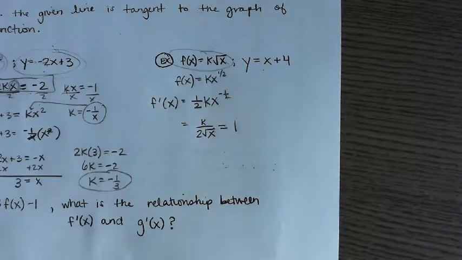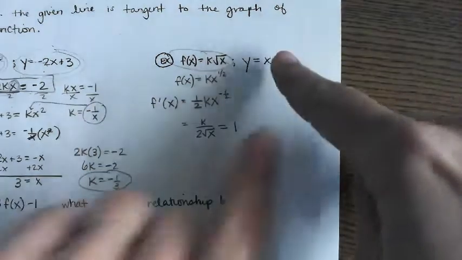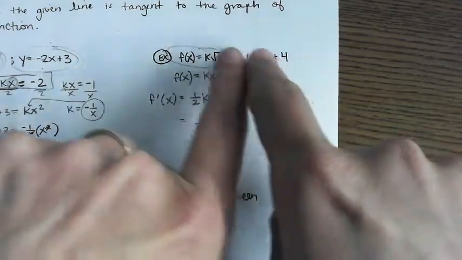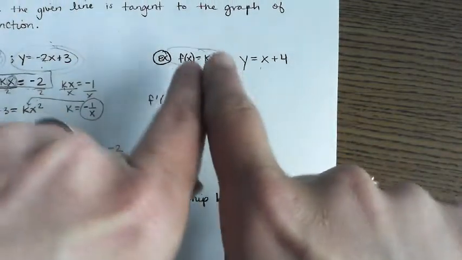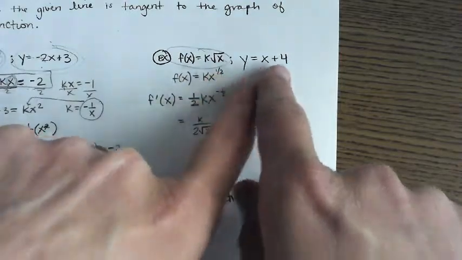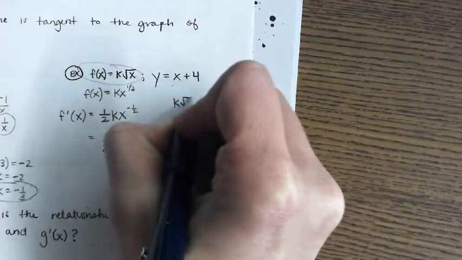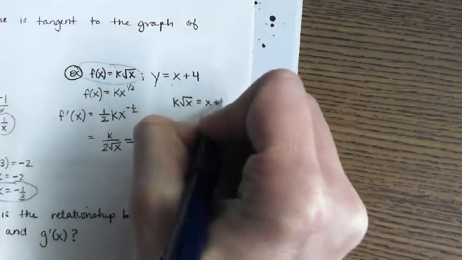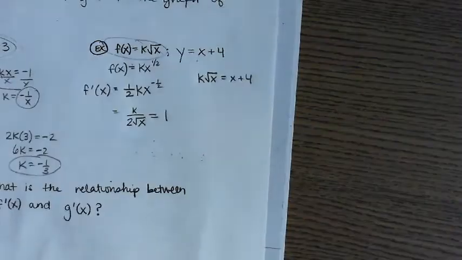So our second equation is going to come from the fact that your tangent line and your function have to intersect at the point of tangency. So you'd set one function equal to the other. So k root x equals x plus 4.